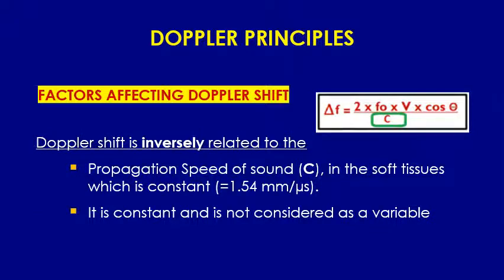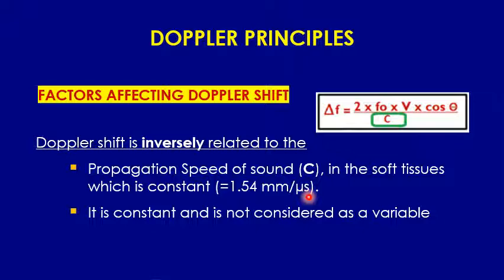So we knew that we have variables that are directly related to the Doppler shift, which are the numerator. Now we come to the denominator. The denominator here actually is a constant number. It's not a variable, it's not changing, it's constant, we know this, and it equals 1.54 millimeter per microsecond. But it is part of the formula, and we need to consider this.